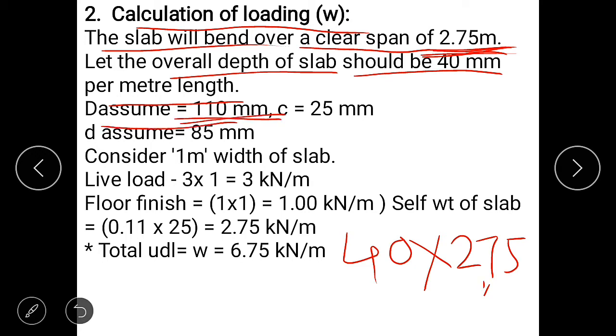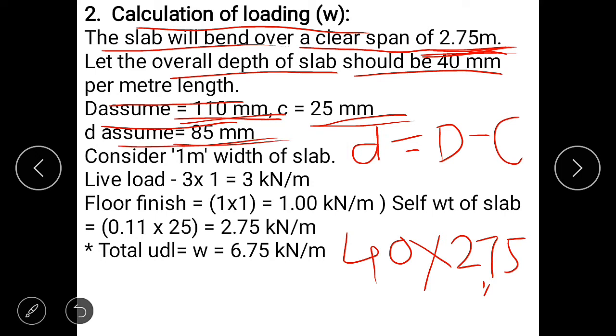So D assumed is 110 mm, and the cover of the slab is assumed 25 mm. To calculate small d, the formula is D minus C. D means capital D, the whole depth, so D is 110 mm and cover is 25 mm. So 110 minus 25 is 85 mm.